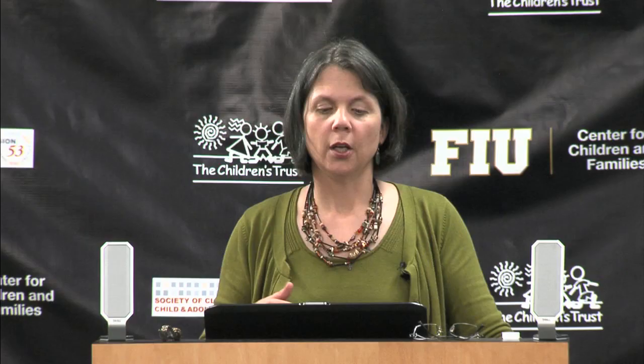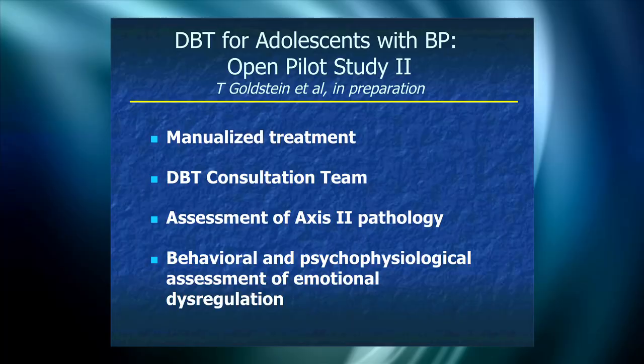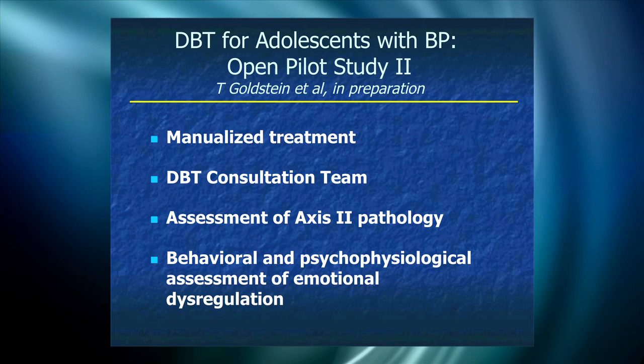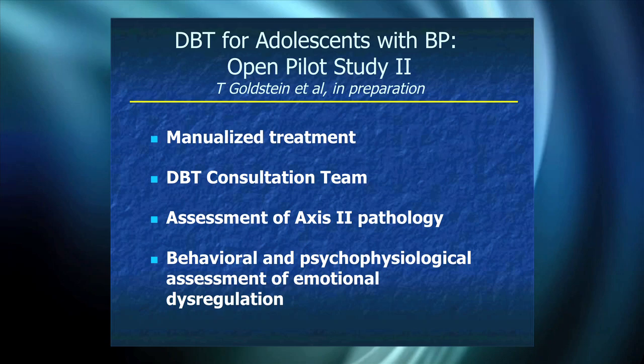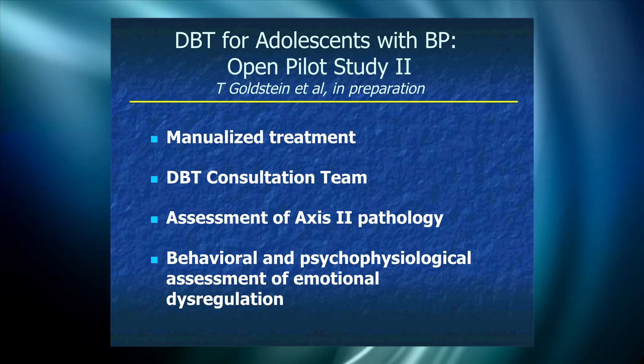She then followed up, and this is all funded through a K, and I believe now an R34 award, in her second N of 10 open label trial. By this time they had tinkered with their treatment enough that they had a manualized treatment. They added the DBT consultation team onto it. They also looked at access to psychopathology, and they had behavioral and psychophysiologic assessment of emotional dysregulation.